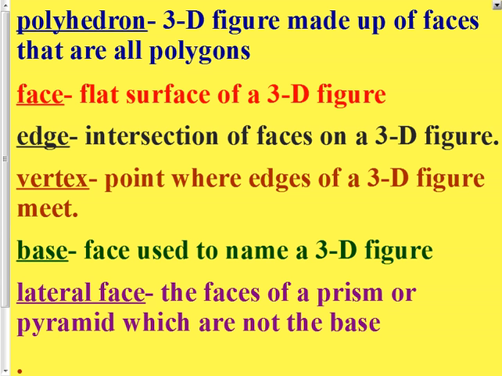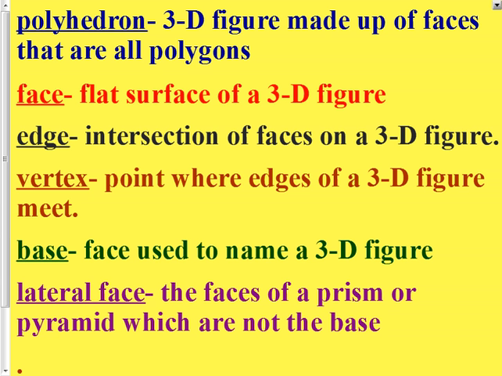And when we talk about naming them, one of the words I want you to know is polyhedron. A polyhedron is a 3D or three-dimensional figure that is made up of faces that are all polygons. Now, can we have three-dimensional figures that are not polyhedrons? Certainly. You can have things like a sphere or a cylinder or a cone. Those are three-dimensional figures, but they're not polyhedrons because they have curves. A polyhedron has to have faces that are all polygons.